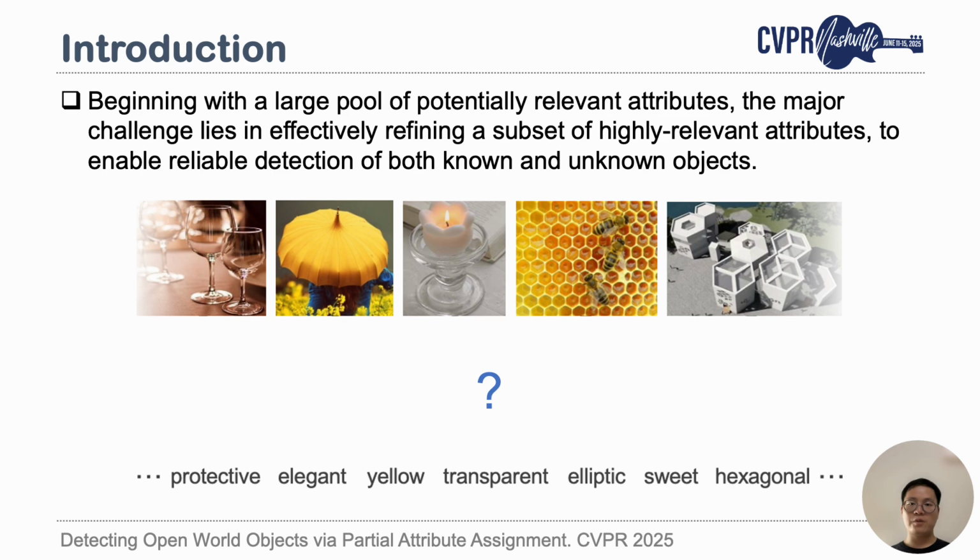In order to use attributes to detect unknown objects, we often begin with a large pool of potentially relevant attributes, which are prompted by a large language model. The major challenge lies in effectively refining a subset of highly relevant attributes to enable reliable detection of both known and unknown objects.